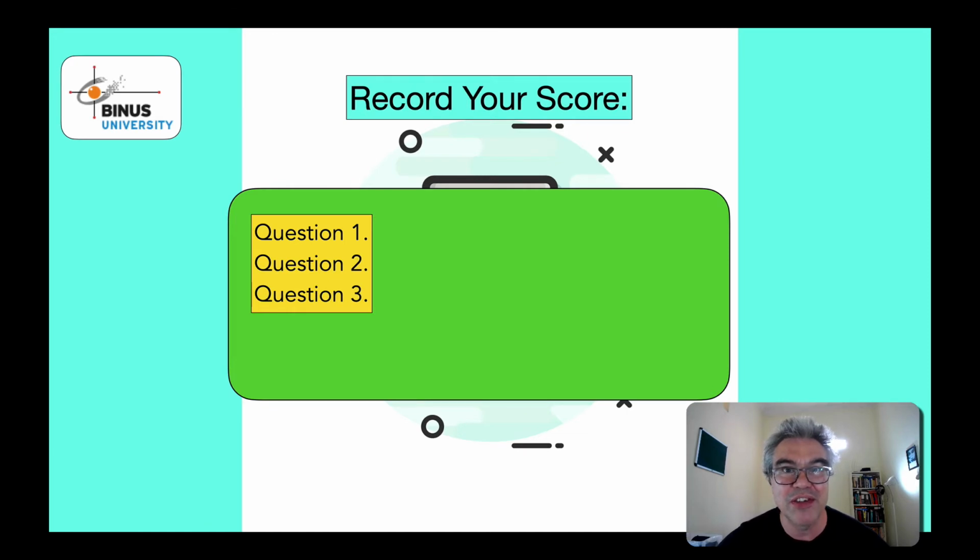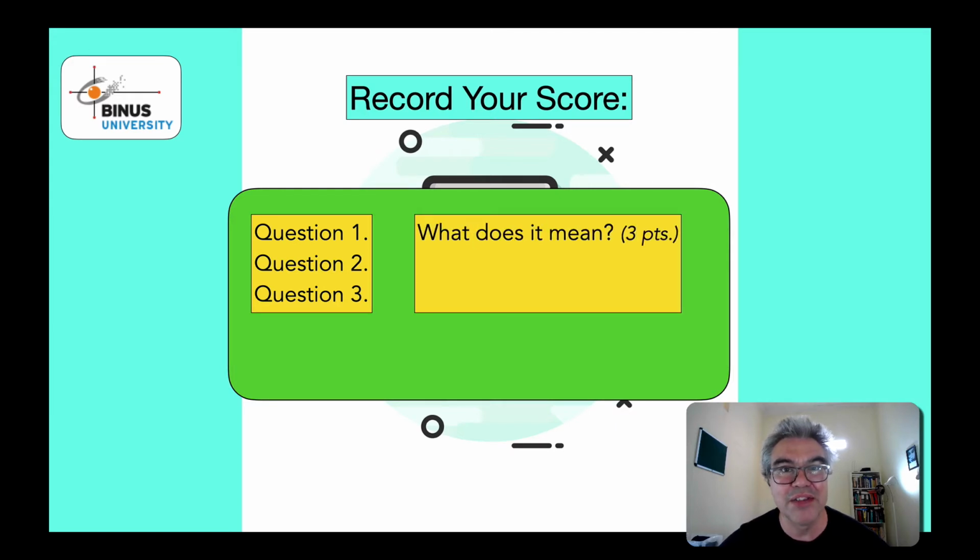So the first question I've called, what does it mean? There's 3 points to this question. The next one is example 1 of a yes, no, not given reading question. There are 3 points to this. And then lastly, question number 3 is example number 2. This one has more questions and there are 5 points.